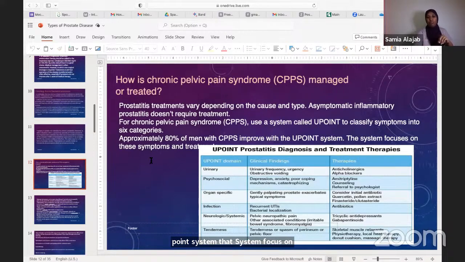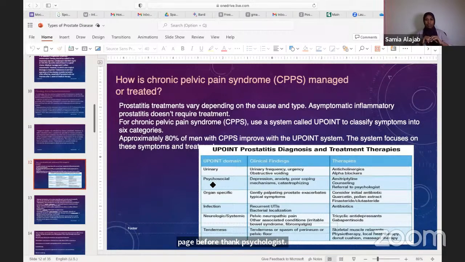So this is an example of the symptoms that you can see if the patient is presenting mainly with urinary symptoms. So the patient has urinary frequency, urgency, obstructive voiding. In this case, we target treatment for frequency. We can give an anticholinergic, we can prescribe an alpha blocker. Again, psychosocial: if it's because of depression, anxiety, poor coping mechanism, catastrophizing, in this case we can prescribe an antidepressant, amitriptyline, and we can also use counseling or refer the patient to a psychologist.